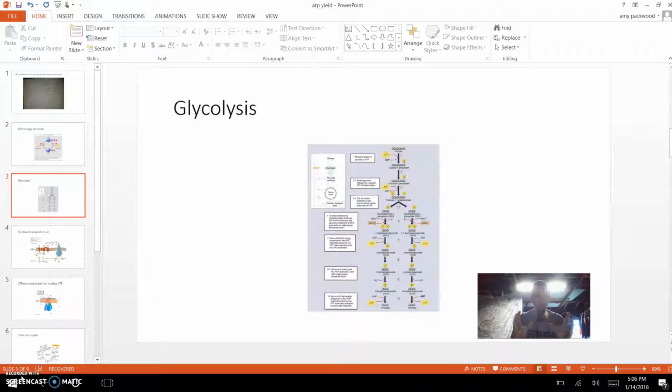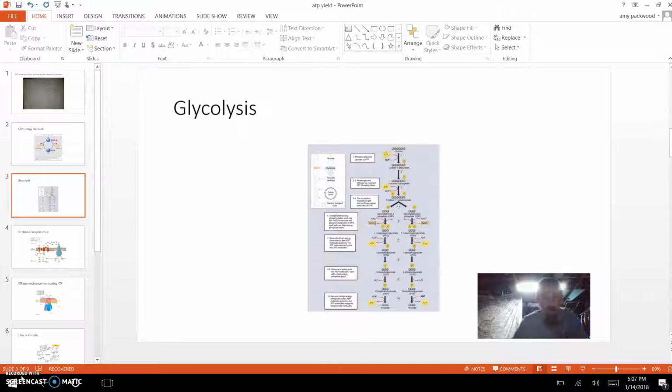Once it's changed into pyruvate, it can then be sent into the matrix of the mitochondria, where it changes to acetyl CoA. Then that acetyl CoA enters into a cycle called the citric acid cycle, which then transfers down to the electron transport chain where oxidative phosphorylation occurs, which then changes into CO2 and H2O as the byproducts of this process. So that's basically the overview.